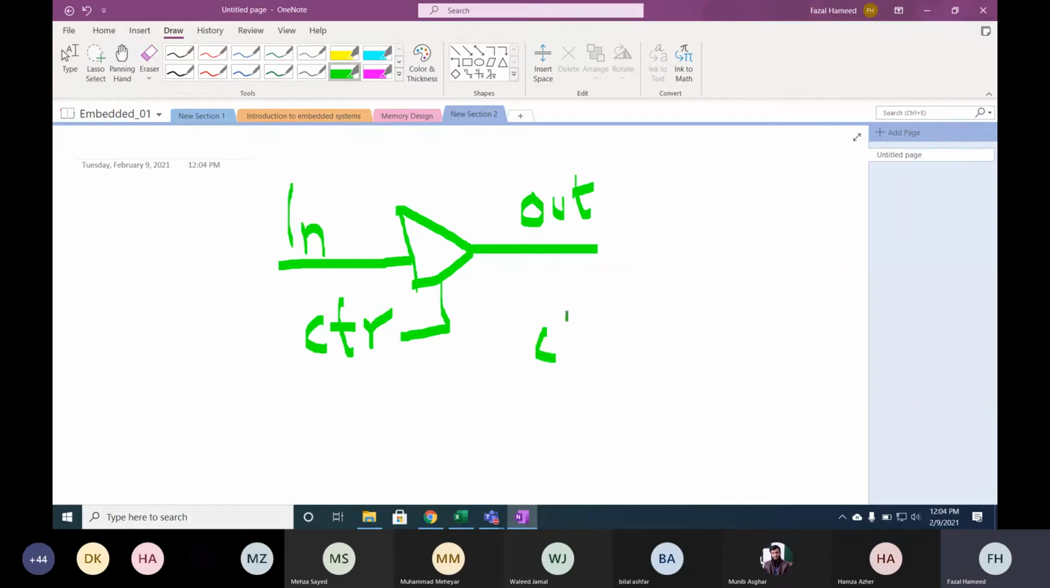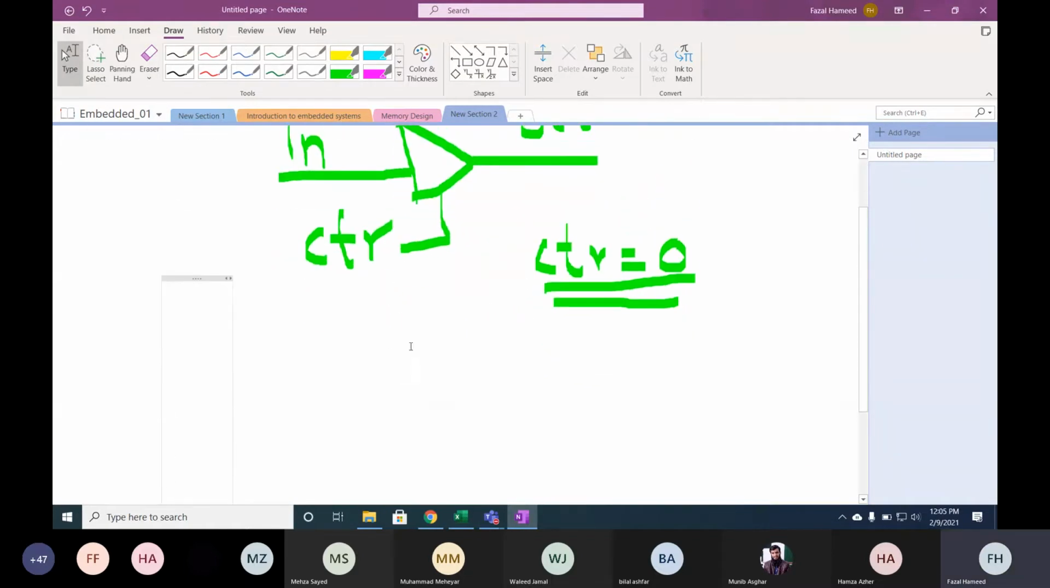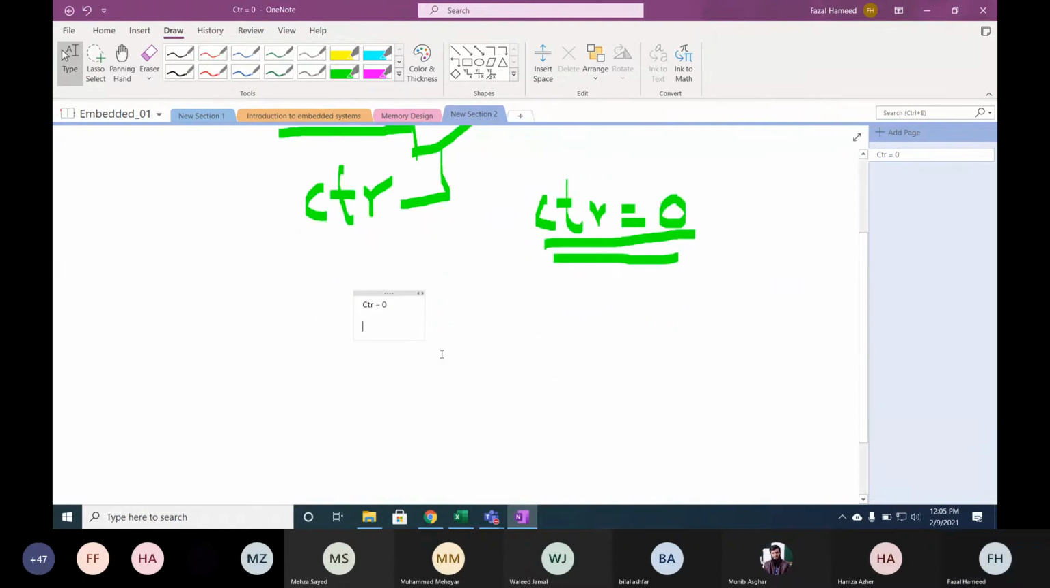When the control is 0, it will act as a switch. If the control is 0, then the output will be tri-state. And what is a tri-state? Can anyone tell me what a tri-state is?